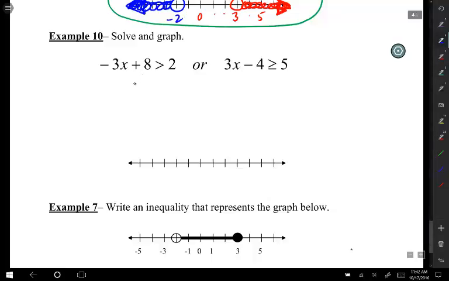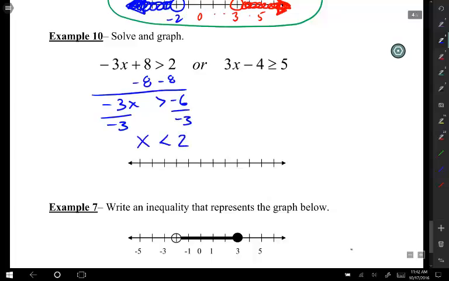Subtract 8. So negative 3x is greater than negative 6. Keep going. Divide by negative 3, and if you didn't hear her, she said flip the sign.